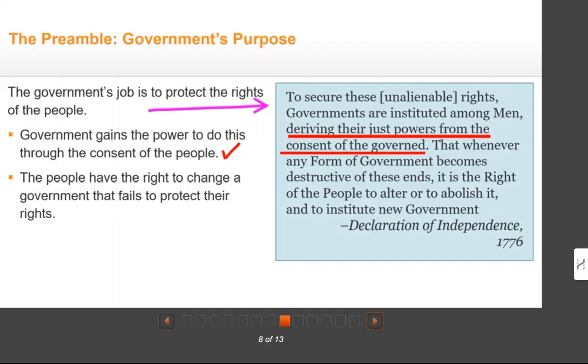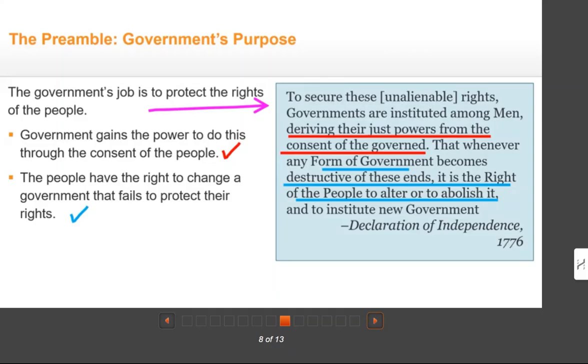Next, the Declaration says that whenever any form of government becomes destructive of these ends, it is the right of the people to alter or abolish it, and to institute a new government. Essentially, the Declaration is saying that people have a right to change a government that fails to protect their rights. If the government does not hold up its end of the social contract, then it's the right of the people to alter or abolish it. And that's what the colonists did.